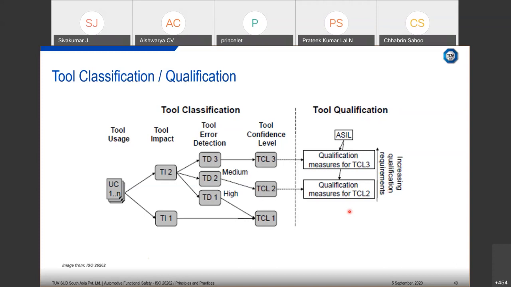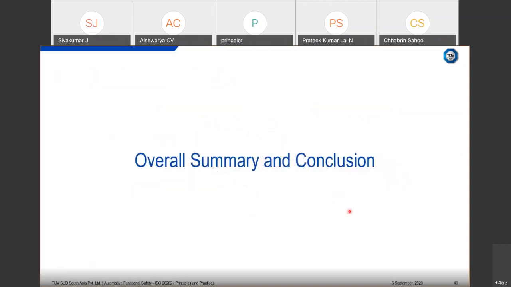And then, the overall summary and conclusion that I would like to bring here.